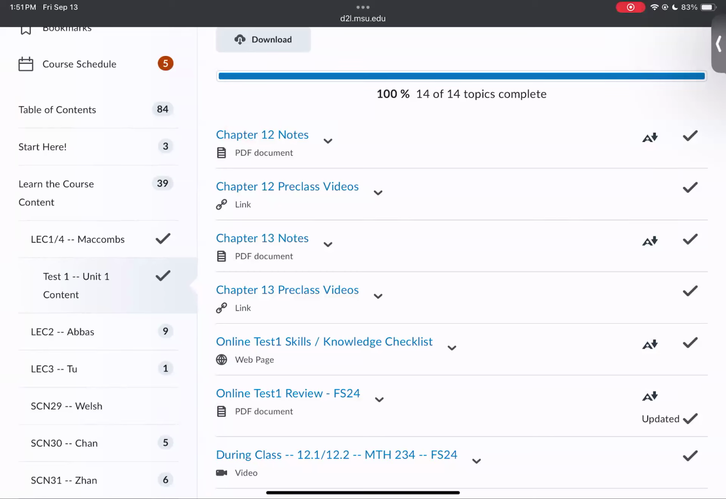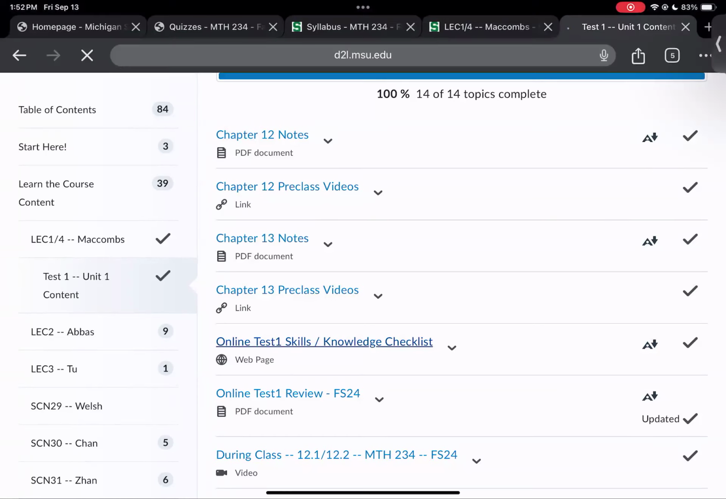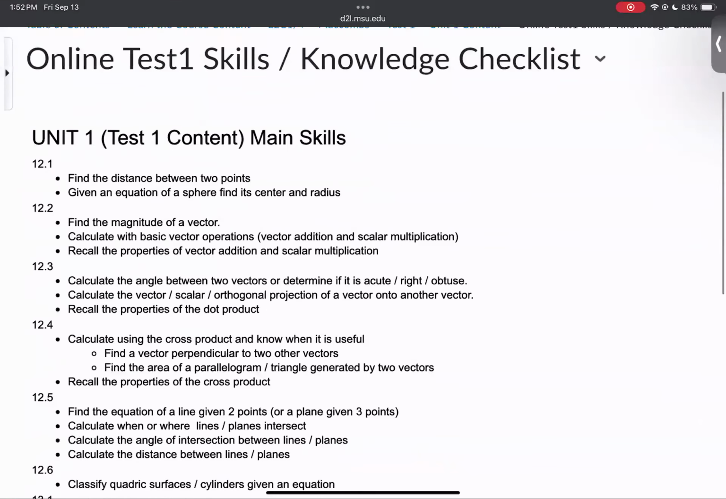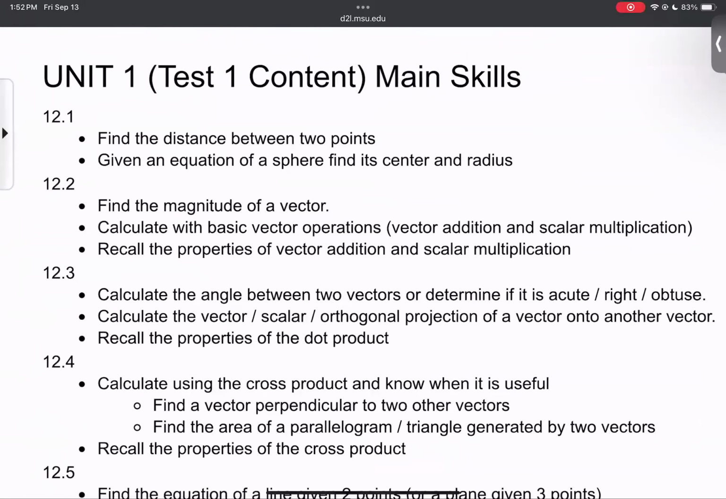And then there's also this knowledge checklist that I made up that goes through each section and talks about the main things that you should be able to do from these sections. So for instance, at 12.1, there's a distance between 2 points equation, right? You should have an idea of how to find the distance between 2 points. You should also know, given an equation of a sphere, to find its center and radius. We've seen that a little bit on the first quiz even.